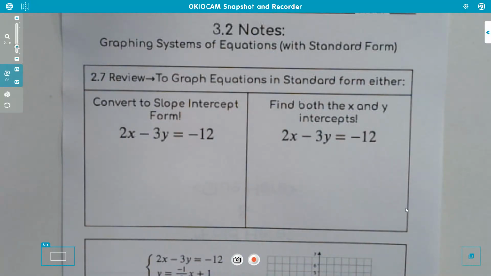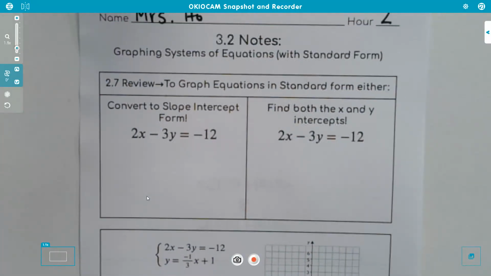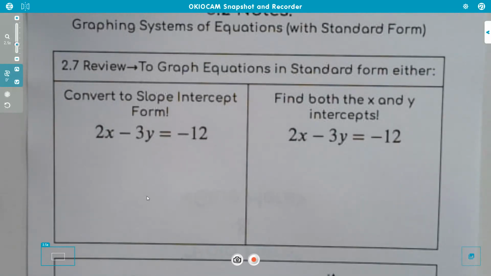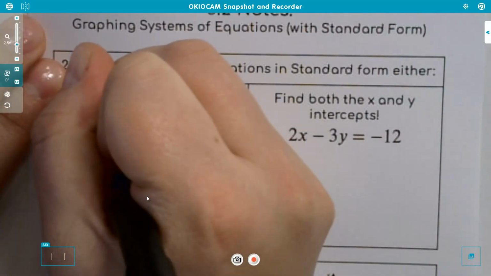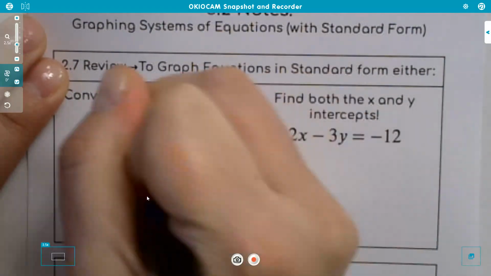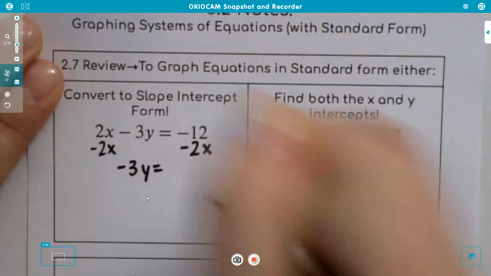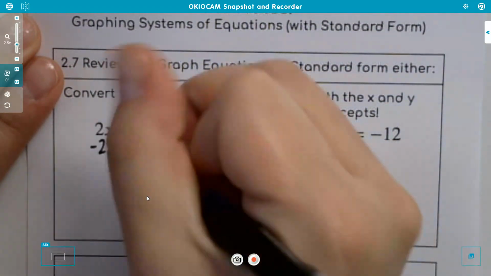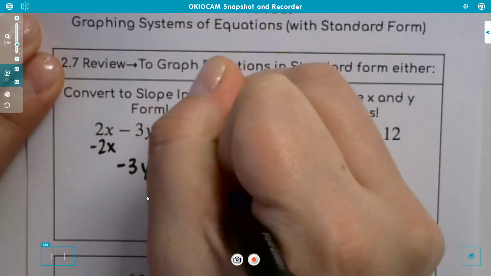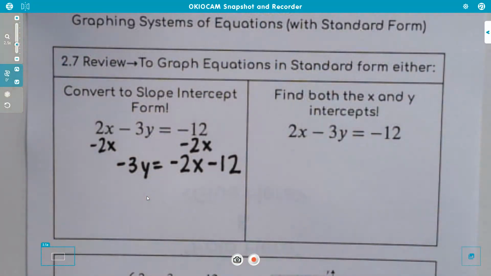Converting is two steps. You've got to first subtract across your x term. So I'm going to subtract 2x from both sides. I get negative 3y equals negative 2x minus 12. I put the x term first because that's closer to being y equals mx plus b.